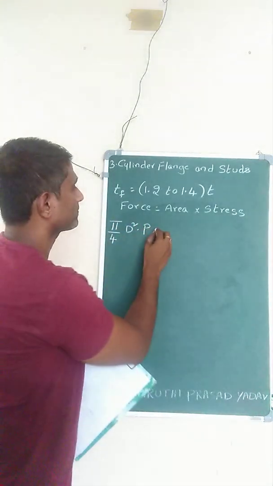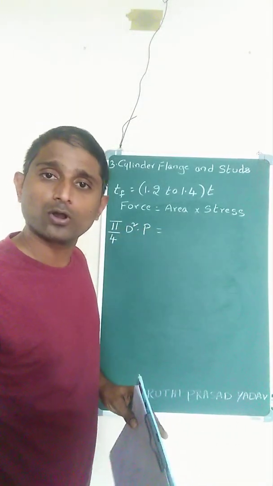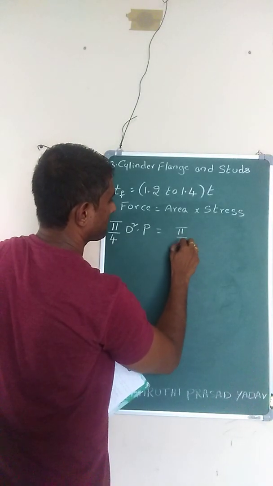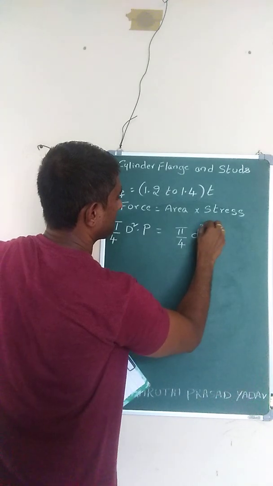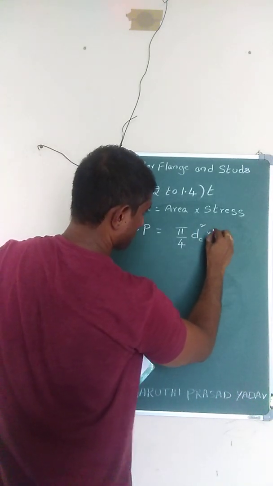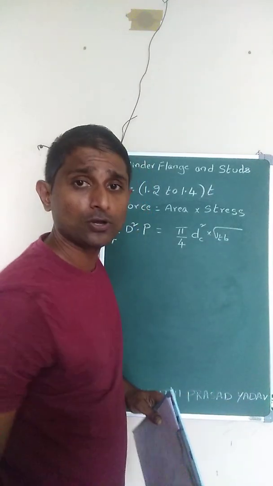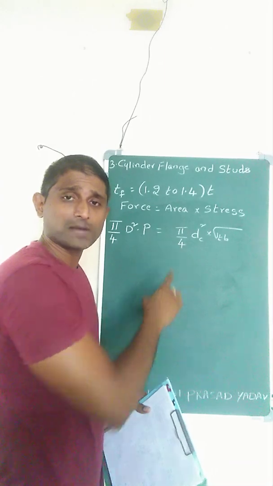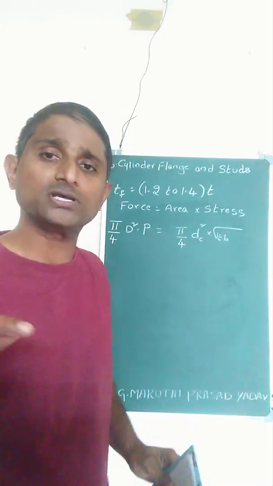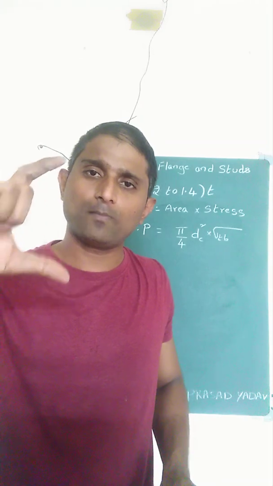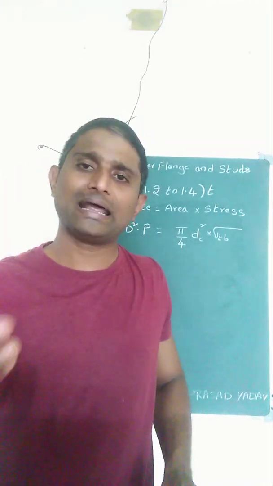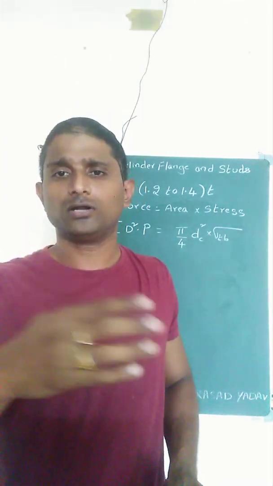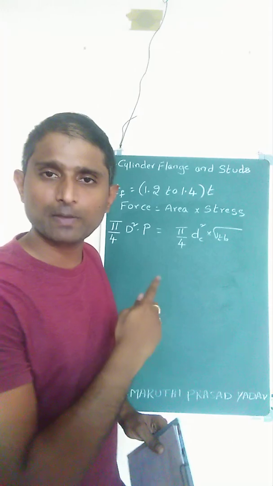This force now equals the cross-section area of the bolt into the allowable tensile stress of the bolt material. And here the cross-section area is pi by 4 dc square, where dc is the core diameter. Why? Because the bolt has threading, so we have major diameter, minor diameter or nominal diameter, and core diameter. We have to take the minimum cross-section area because it leads to a higher stress value. That's why pi by 4 dc square.